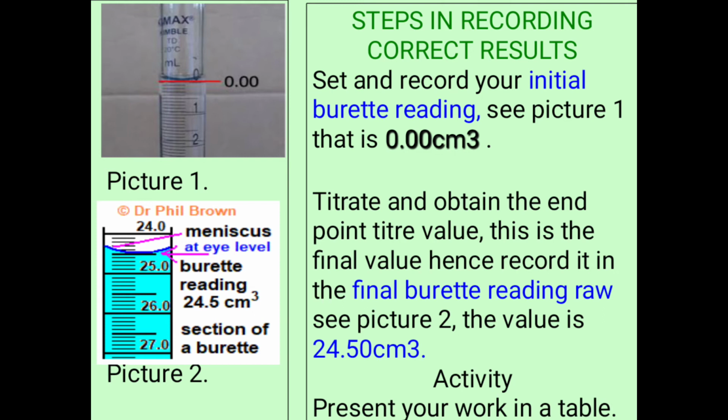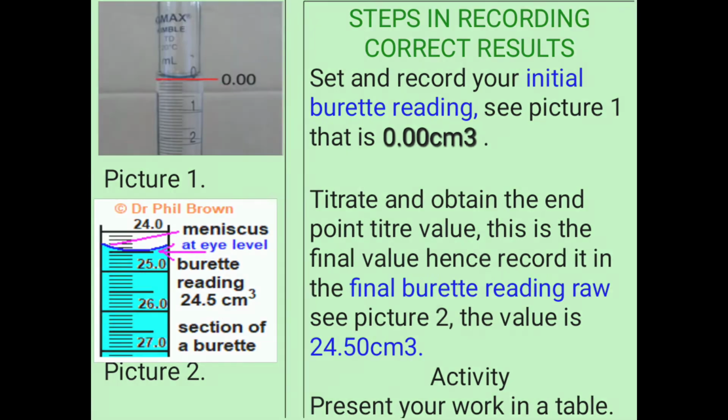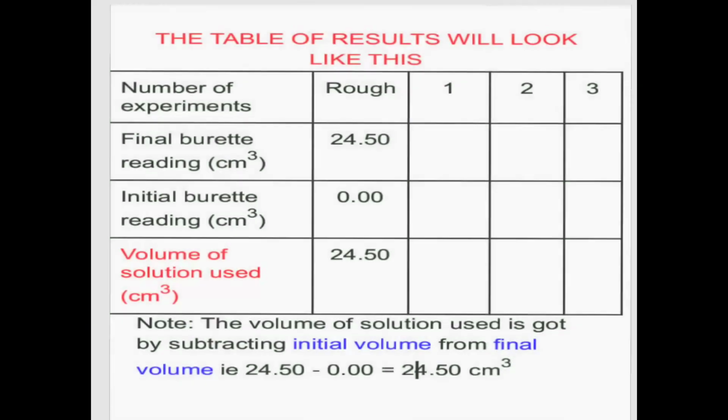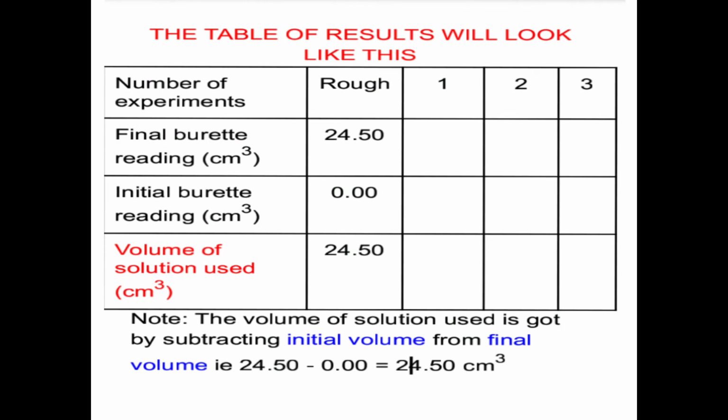Okay, I think that time is enough. Let me produce mine. You've produced yours. Now my table is going to look like this. Final burette reading, it was 24.50. The initial was 0.00 cubic centimeters. And then when we subtract the initial volume from the final volume, we shall get 24.50 as our volume of solution used. Now we have covered the rough experiment.